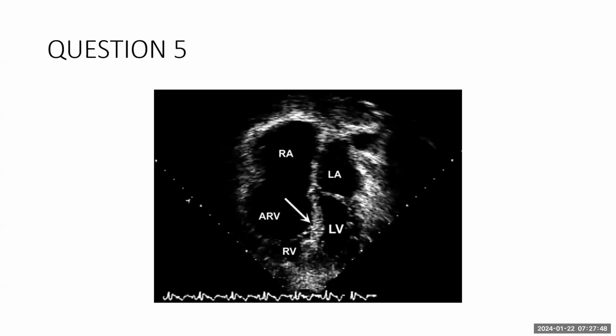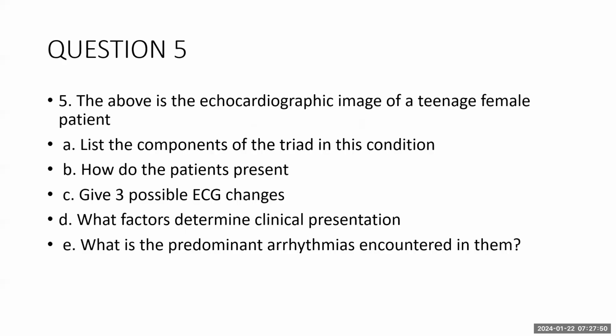The question goes: the above is the echocardiographic image of a teenage female patient. Question A: list the components of the triad in this condition. How do the patients present? Give 3 possible ECG changes. What factors determine clinical presentation? And the final question is, what is the predominant arrhythmia encountered in them?